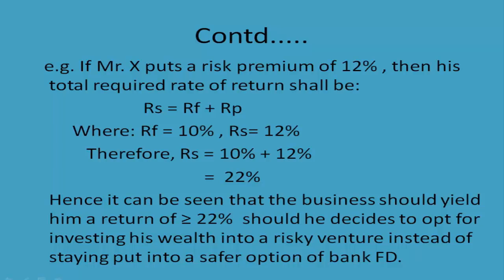In effect, it means, students, that in any case his business should yield him a return of more than or equal to 22%. In any case, the business venture should yield a return of more than or equal to 22% to Mr. X. It means that at any point of time, his return should not fall below 22%. At any point of time, his expected return from his business should not fall below 22%. It should be rather more than or equal to his 22%, which comprises two parts. Once again, 10% his risk-free return from his bank FD, and 12% as a risk premium based upon his perception regarding the futuristic risk associated with his business.